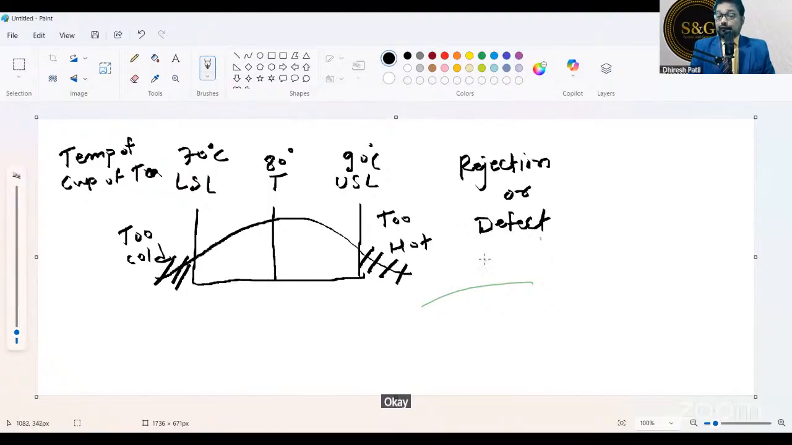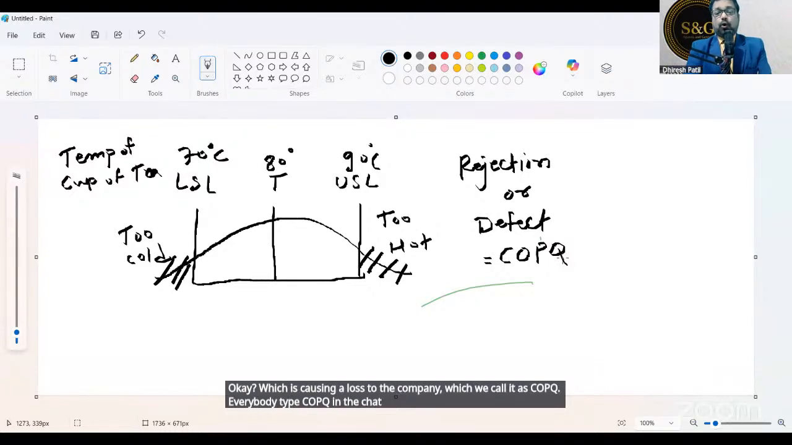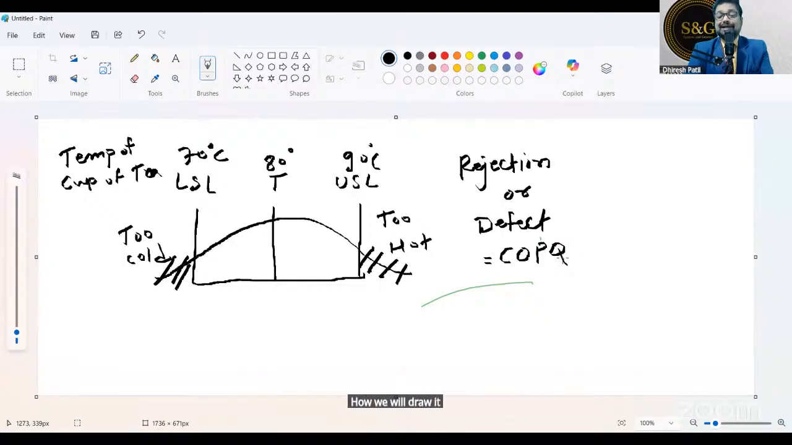Which is causing a loss to the company, which we call COPQ. Everybody type COPQ in the chat box. COPQ. How will we draw it if the target is LSL?